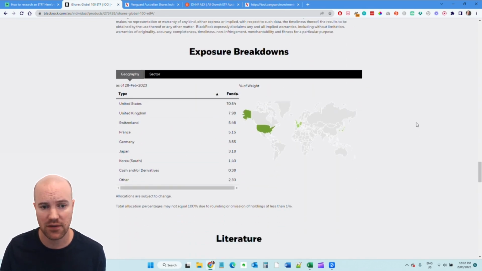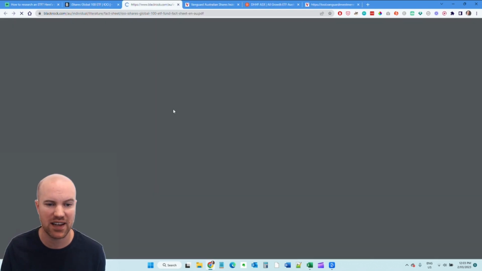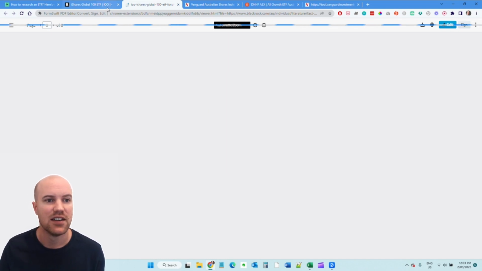Then there's just more helpful information, such as where the fund invests in terms of the countries. 70% is America, a bit in France, Germany, UK, and so forth, and Japan. Then there's more information here, which is all about what I've looked at, but in one page. So that might be easier for you to just scan through.